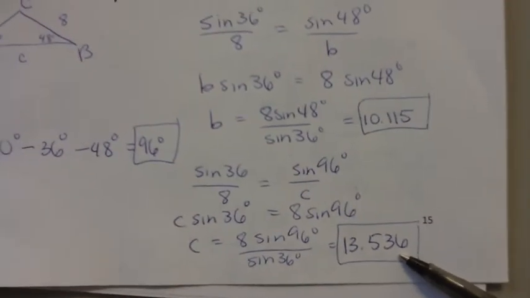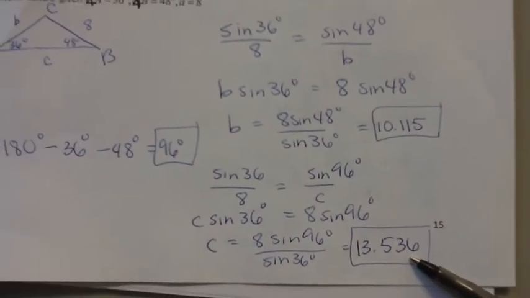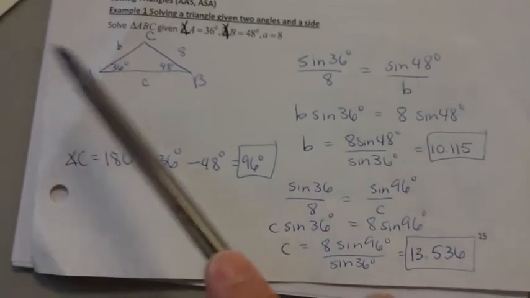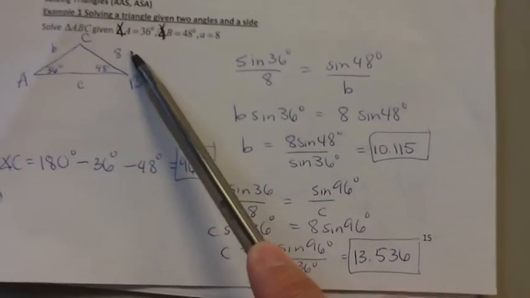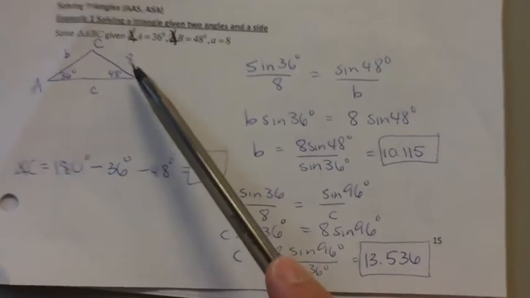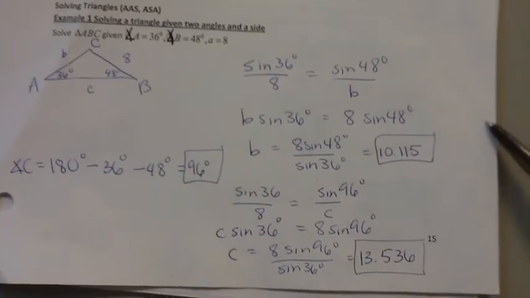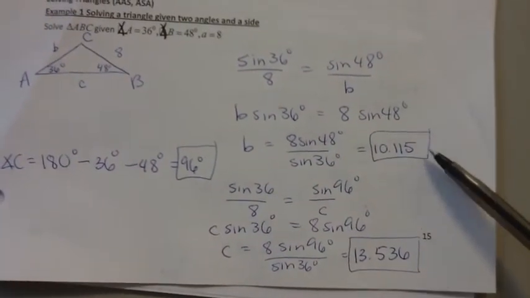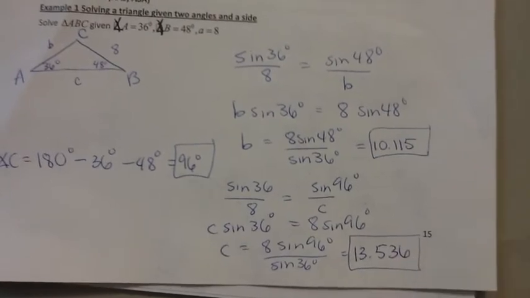You need to check. The smallest angle should have the smallest side. Well, back over here, the smallest angle is 36, and 8 is definitely the smallest side. The next one is 48. b is definitely the middle number. And then the largest angle has the largest side.